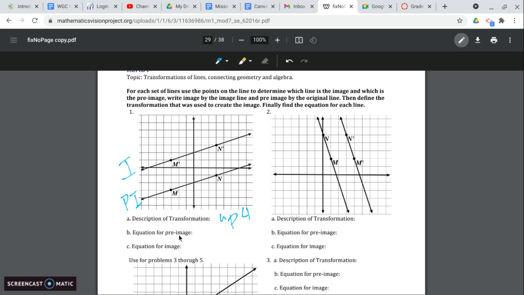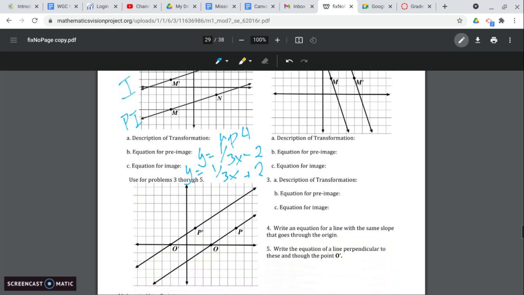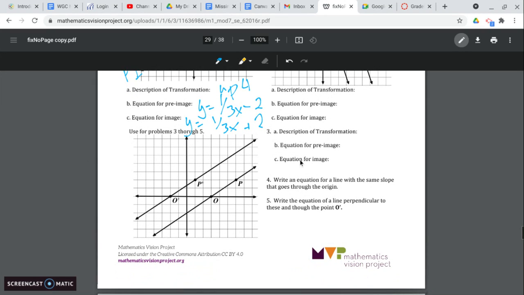Now, the equation for the pre-image: we have a y-intercept at -2, and our slope looks to be up 1 over 1, 2, 3. So we have a positive 1/3 slope: y = 1/3 x - 2. Now the equation for our image, once again, they're parallel, so y = 1/3 x, and then our y-intercept is up here at +2, so +2. You'll do the same thing for 2 and for 3. For 3, you're also going to answer questions 4 and 5 about this diagram, okay?